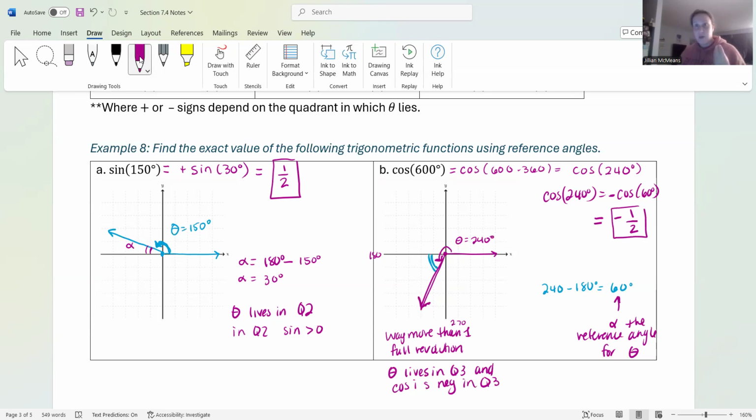So kind of similar to the idea of coterminal angles. Coterminal angles are going to be the same for these trig functions. Reference angles are going to be the same as theta, but you have to be mindful of the sign, okay? So a trig function of theta is always equal to plus or minus the trig function of alpha, the reference angle, and you just have to see where theta lives to determine the sign, okay?